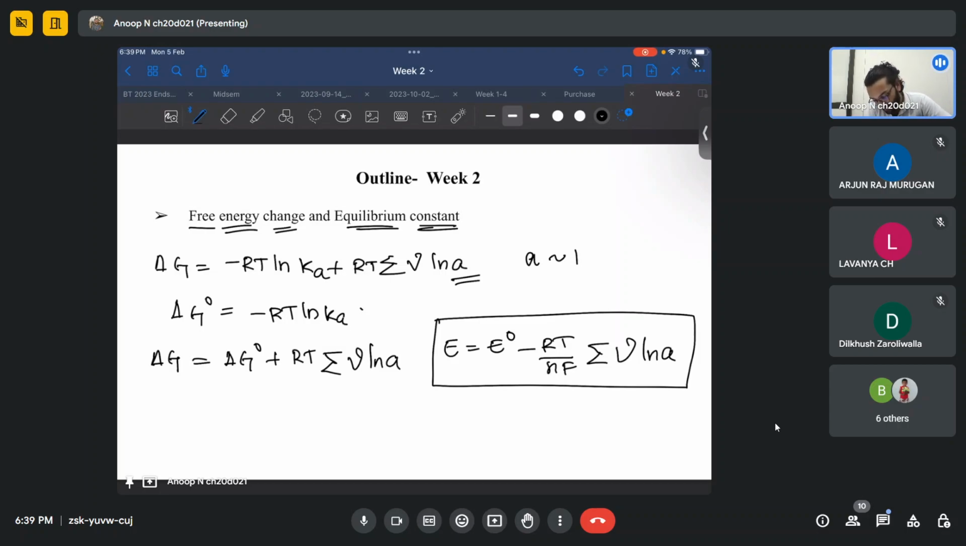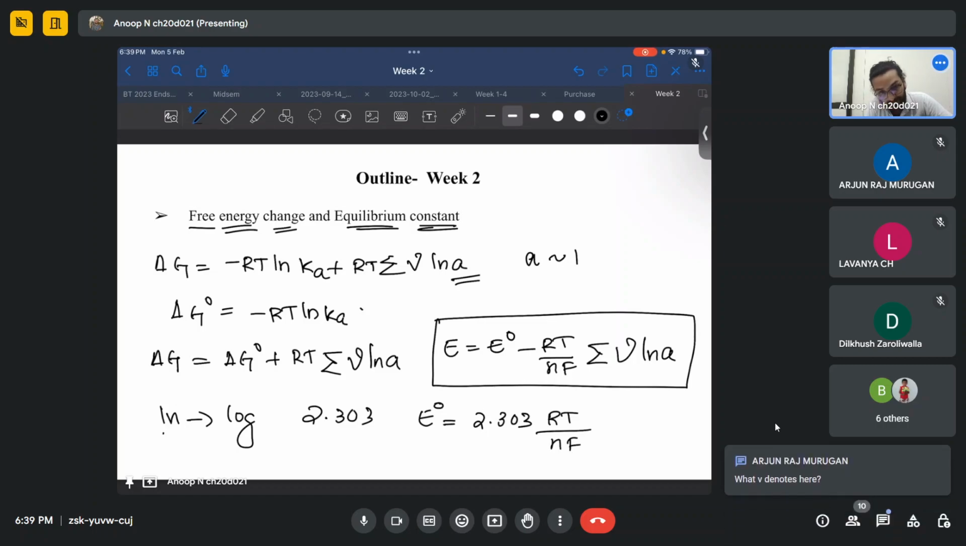So we can also know ln can be changed to log by a factor 2.303. So E0 is equal to 2.303 RT by nF. It's not V, it's nu. That is a stoichiometric coefficient. So you can write also sigma ln a raised to nu.